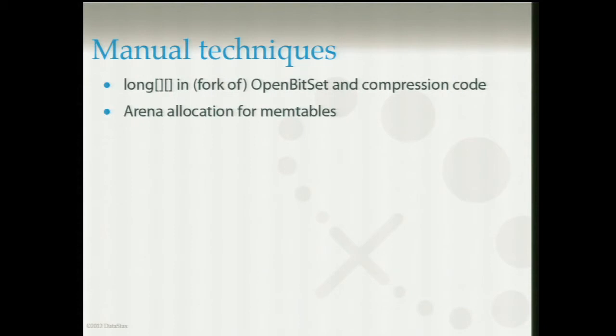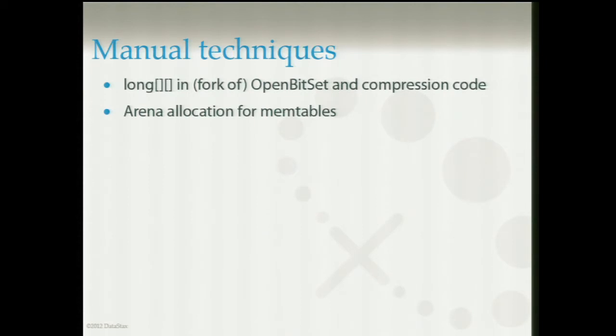So I talked about manually breaking up these arrays into subarrays in our compression offsets and in OpenBitSet. Incidentally, we started off using the JDK's BitSet. That only lets you address an offset up to 2 to the 31st, because it's an integer offset that the methods take.